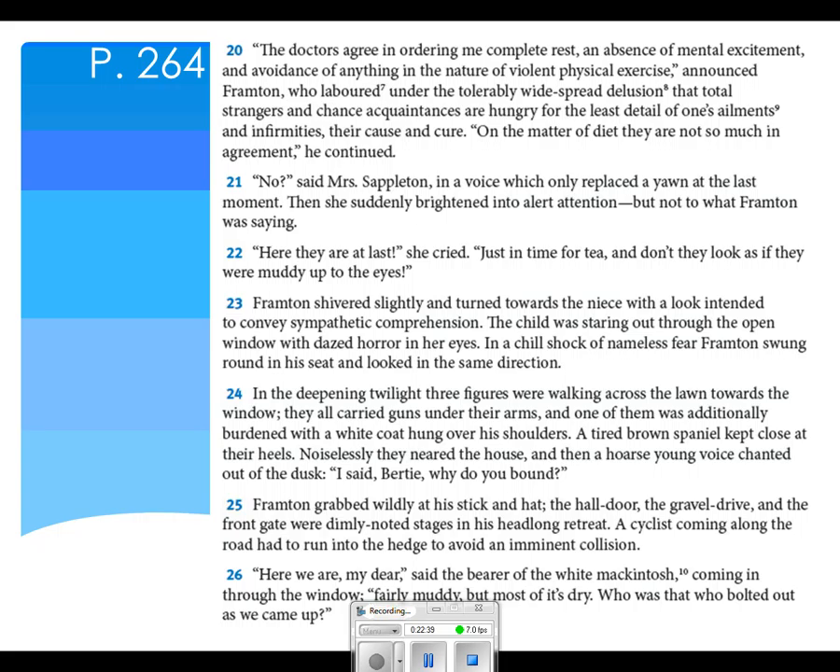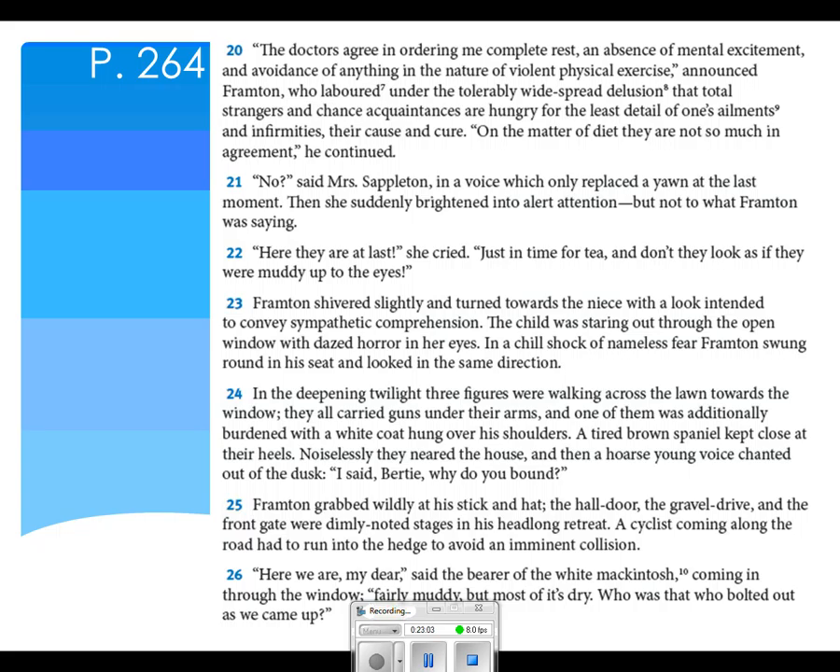Noiselessly they neared the house, and then a hoarse young voice chanted out of the dusk, "I said, Betty, where do you go?" Frampton grabbed wildly at a stick and hat. The hall door, the gravel drive, and the front gate were dimly noted stages in this headlong retreat. A cyclist coming along the road had to run into the hedge to avoid an imminent collision.